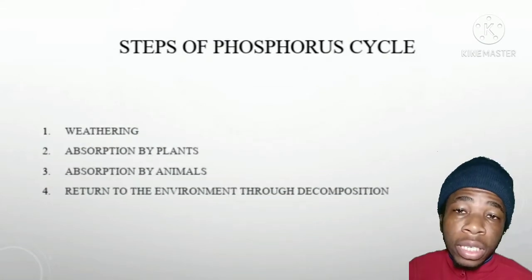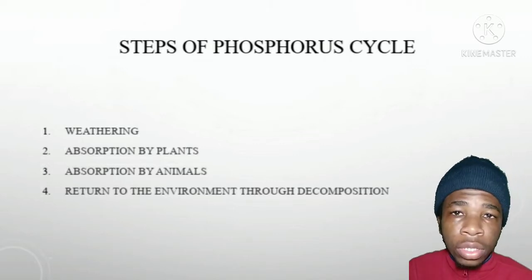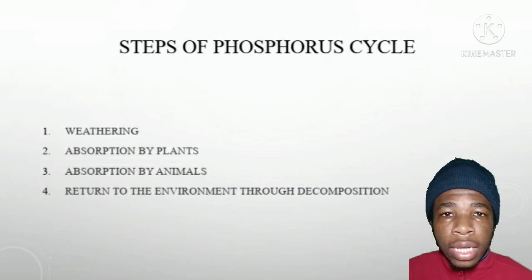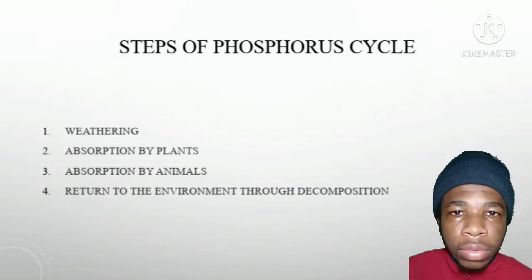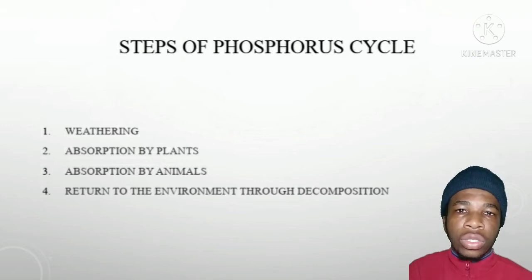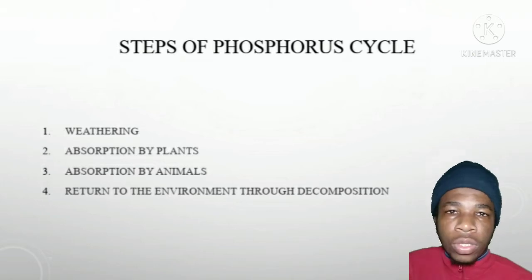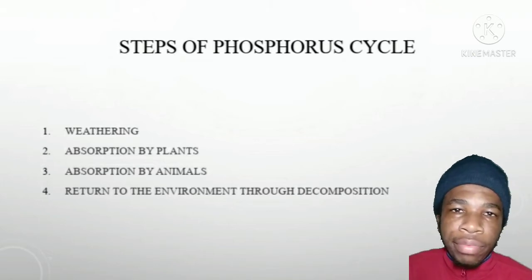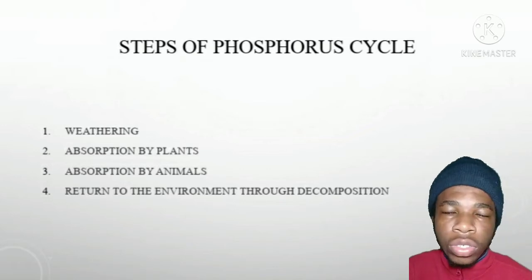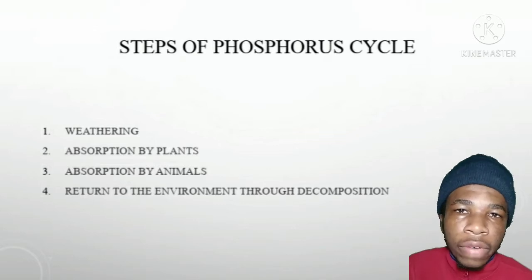There are four main steps when it comes to the phosphorus cycle. You have weathering, where it all starts out. That's when it starts in the rock, and the weathering takes place, and all the minerals seep through the soil and wash down through the soil. Then you have the second step, which is absorption by plants, where the plants take up all the minerals and phosphorus through the roots and carry it into their leaves and into their fruits.